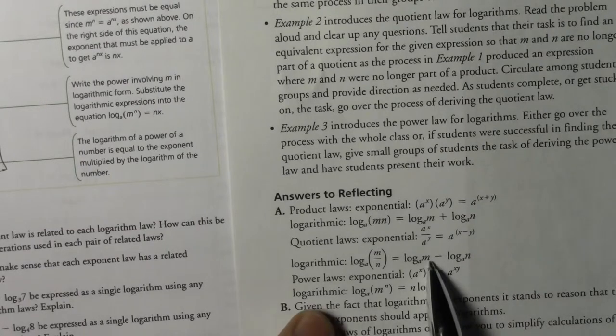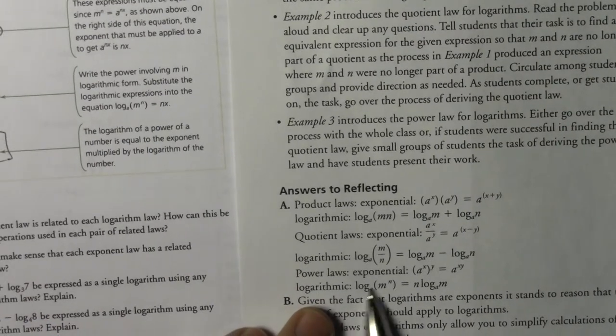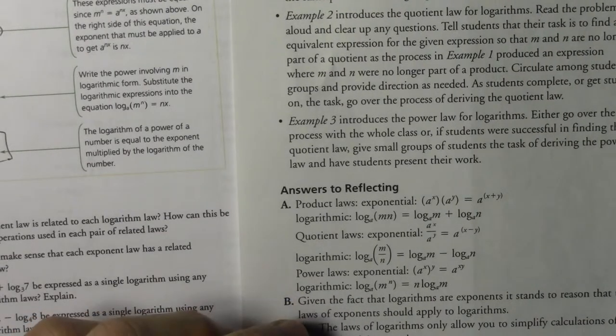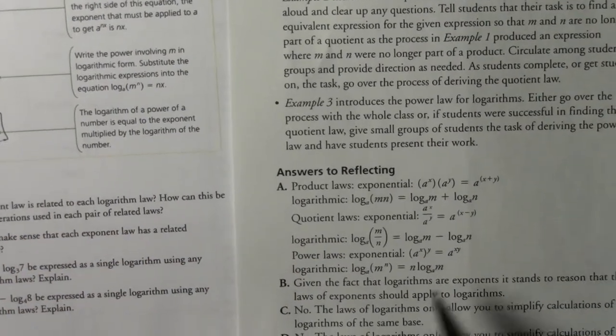Okay, obviously the numerator comes first. The power law is a power raised to an exponent. That allows us to drop that leading exponent down. So here n can come in front of n log m. Okay? They become a lot easier and useful once you get some practice using them.